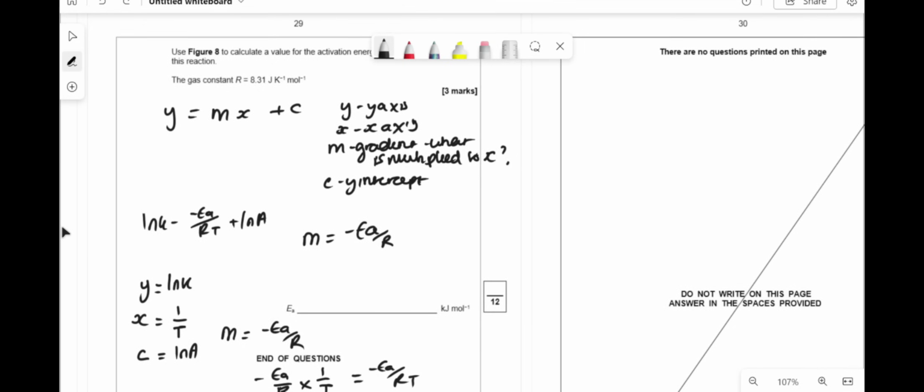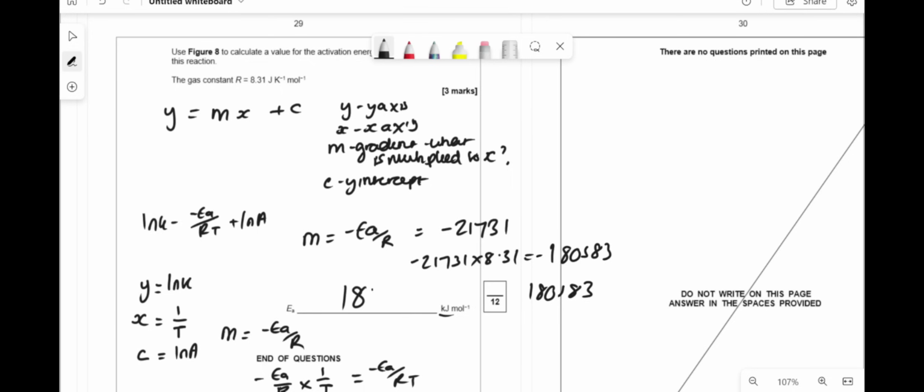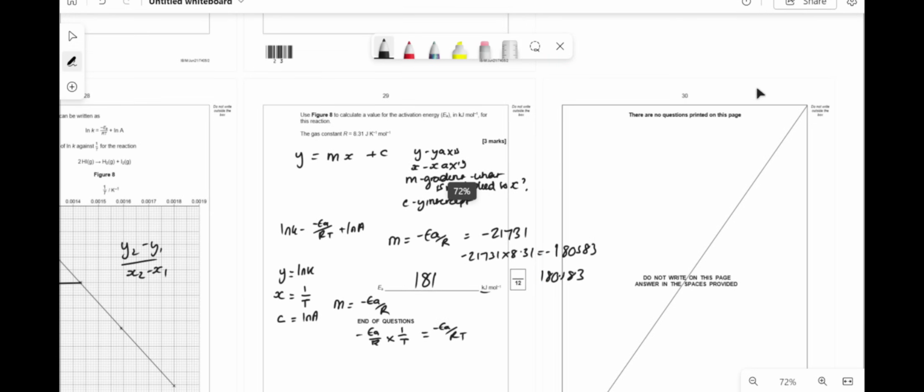I'm just going to steal what the mark scheme says. So your gradient is going to be minus 21731, and this is negative EA over R, so we need to times this by R. Minus 21731 times 8.31 equals 180,583. Oh, sorry, minus that. But this is minus EA and they want EA, so it's going to be 180,583. But they also want it in kilojoules per mole. This only works in joules, so it's going to be 181 or like 180.5, and that's how you do that last one.